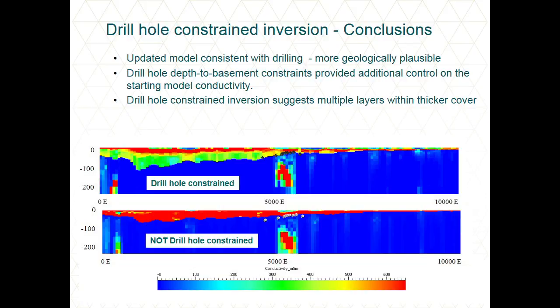So by following this iterative interpretive approach to inverting for the cover geometry and the physical properties within that cover, we're getting a model back that's geologically reasonable. It's respecting what we understand to be a fairly hard interface at the base of the cover, and it's explicitly respecting all the drill hole pierce points that we have.